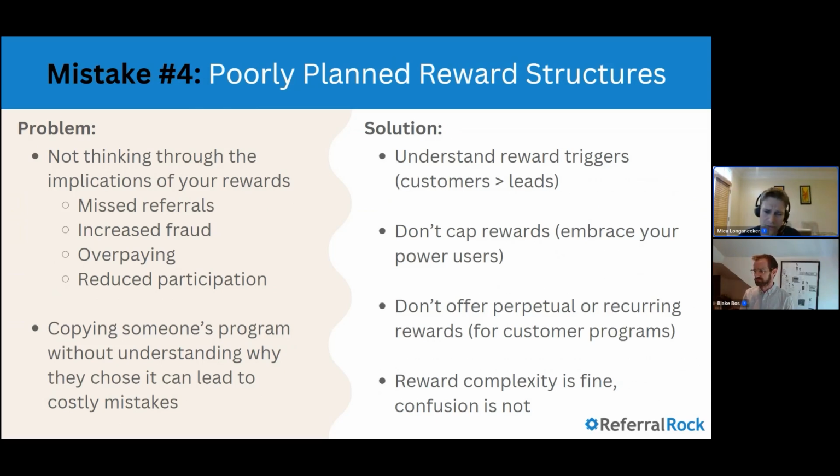For customer programs, you don't really want to offer perpetual recurring rewards. This is often seen in affiliate marketing, but doesn't make sense for a customer program. Customers don't really care about all the complexity. They want to know, what are they giving away to their friend? What are they getting in return? Complexity is fine. It's fine to have multiple rewards in a reward structure, but you don't want it to be confusing. So just think about how your audience is going to interpret those rewards and when those rewards are actually being earned.